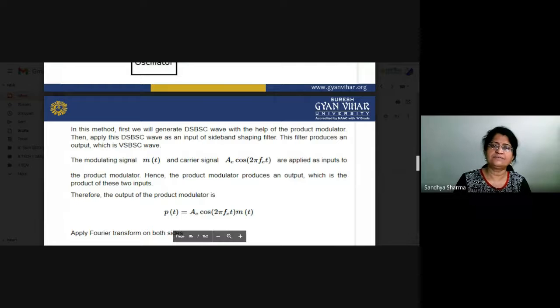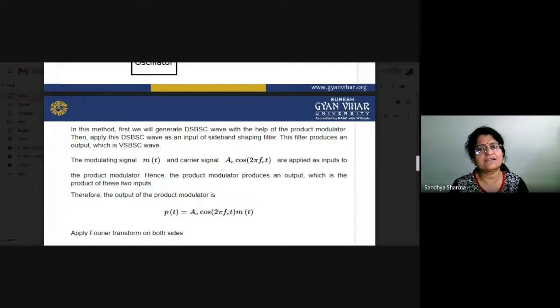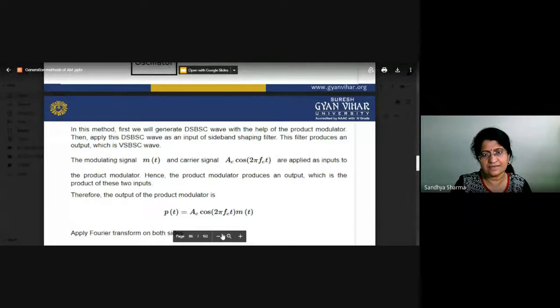The same thing applies in this method. We will generate the DSB-SC wave with the help of the product modulator, as we have already studied in our previous lecture. Then the DSB-SC wave is the input of the sideband shaping filter. We go through the sideband shaping filter, and this filter produces the output, which is a VSB-SC wave. So m(t) and the carrier signal Ac cos 2 pi fc t are applied as input to the product modulator, and hence the product modulator produces an output which is the carrier signal multiplied by the modulating signal. So this is the output of the product modulator.